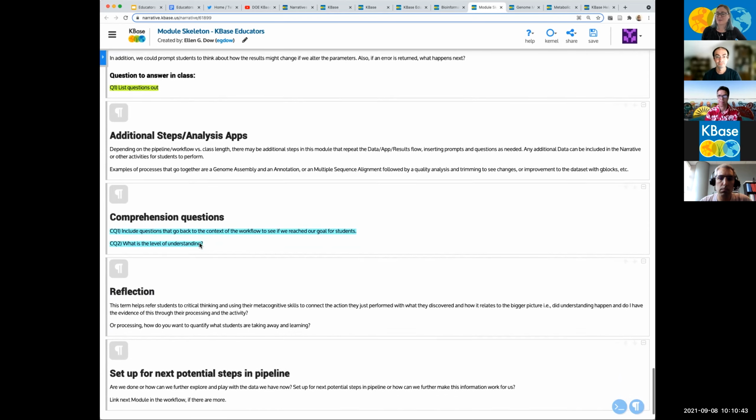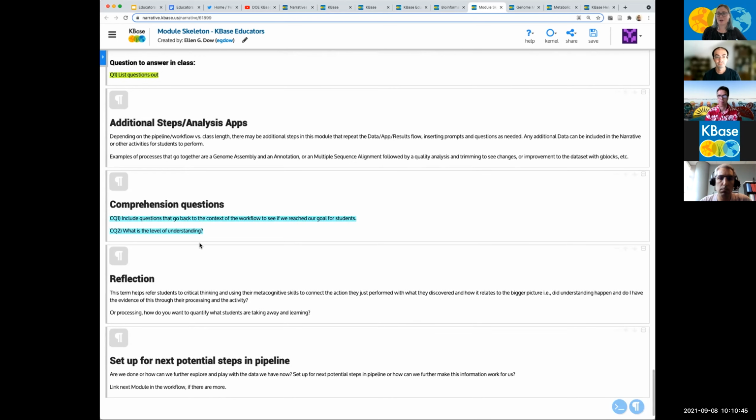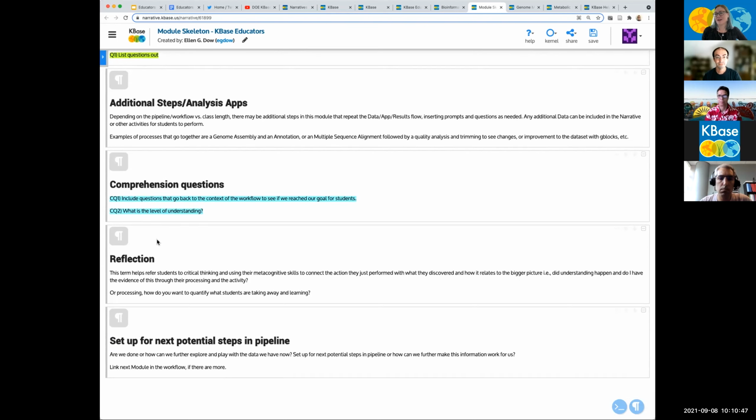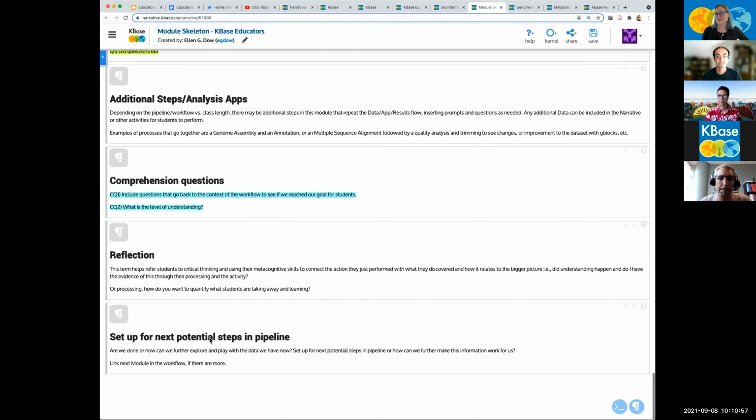And we've included some different comprehension questions within these modules and provided some structure for reflection and setting up for next potential steps in the pipeline. So within each of these narratives, we actually have them linked. So when you scroll down to the bottom of the first narrative or the second, it prompts you to go to the following narrative, which is linked within there.